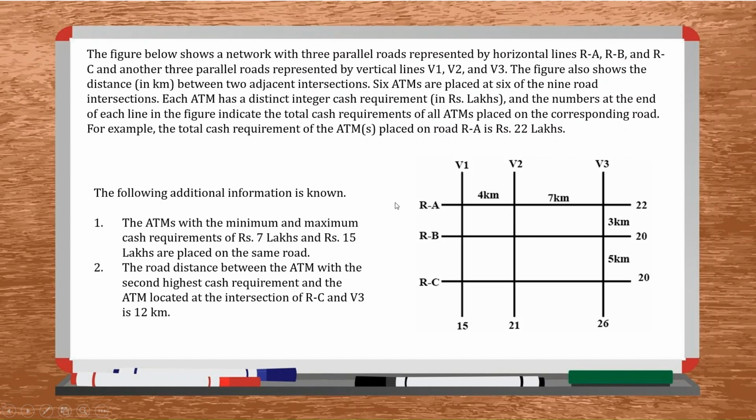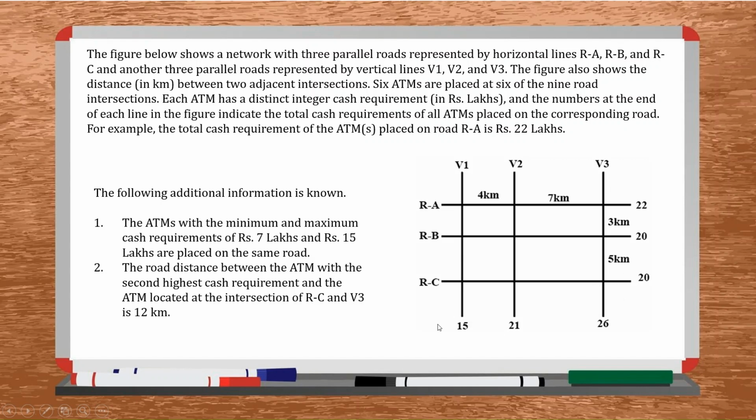Now, we also have some additional information with us. The minimum and maximum cash requirements are 7 and 15, and they are placed on the same road. Also, the distance of the ATM with the second highest cash requirement and the ATM located at the intersection of RC and V3 is 12 kilometers. This is the intersection of RC and V3.